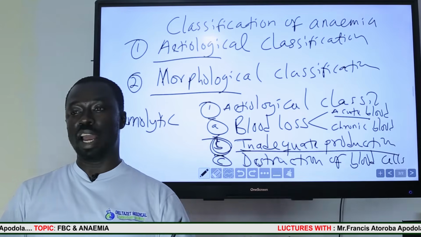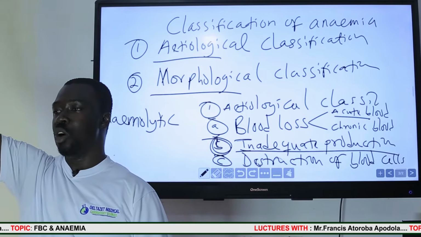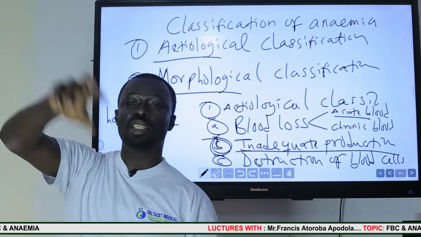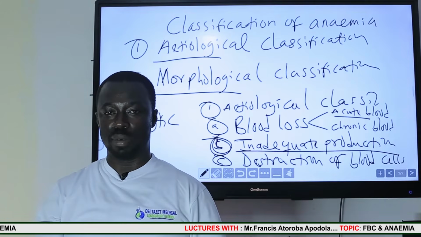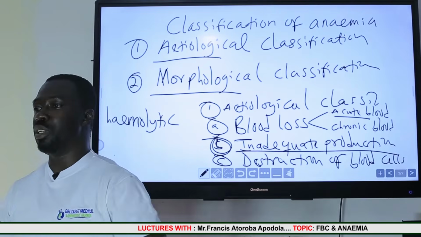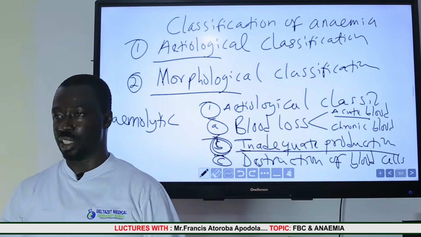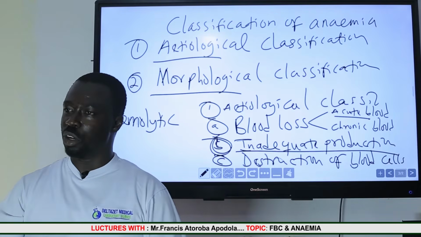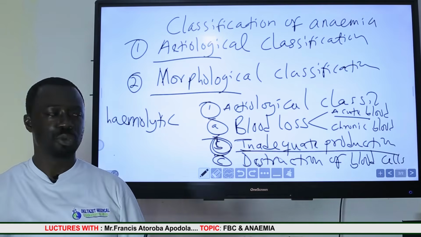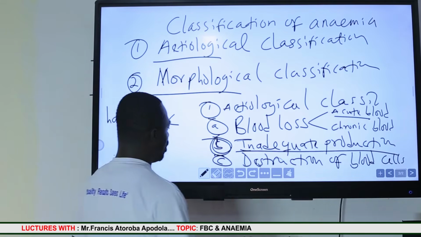So anemia occurs when destruction, or the hemolysis of the RBCs, exceeds the production of the RBCs. So once production is lower than what has been destroyed, then anemia occurs. Anemia will not occur if the bone marrow is able to produce enough to compensate for that which has been destroyed.